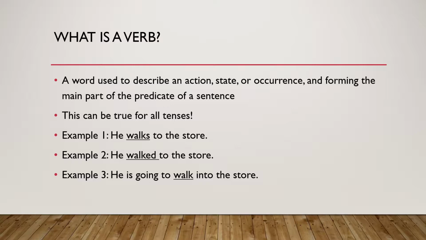For example, example 1, he walks to the store. Example 2, he walked to the store. Example 3, he is going to walk into the store. Each of these examples highlights the different tenses that a verb can take.